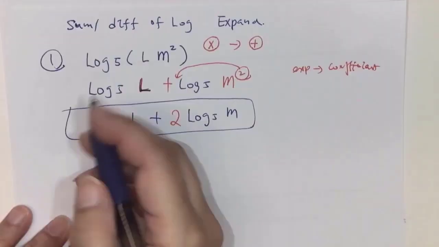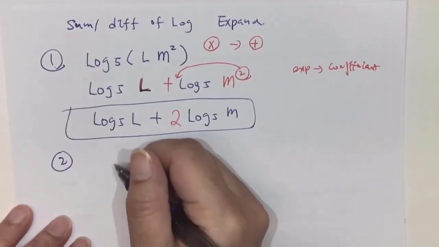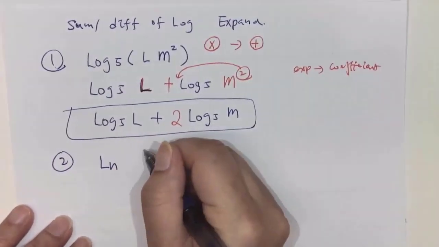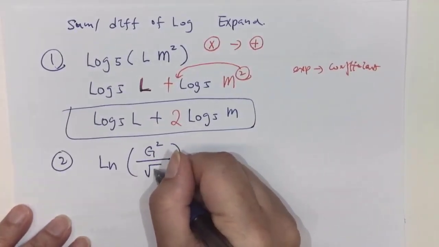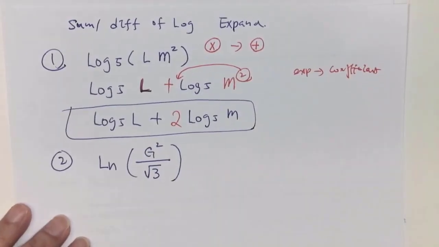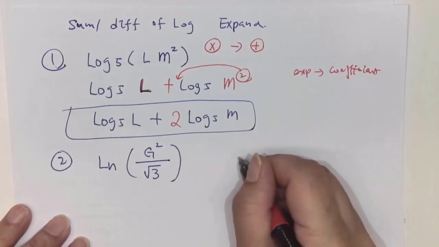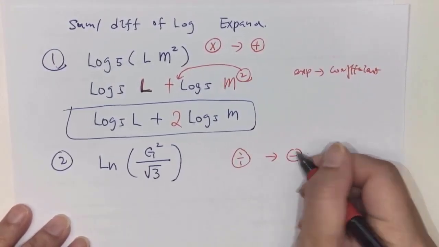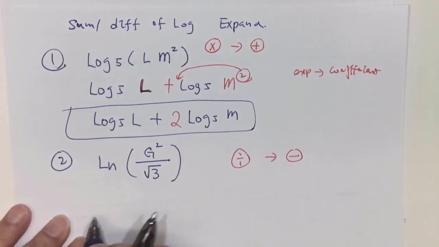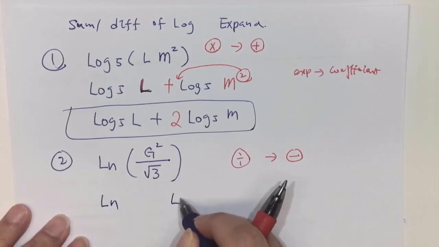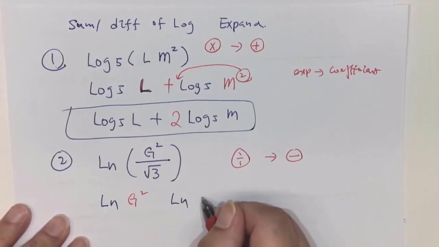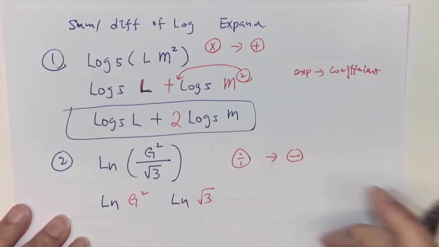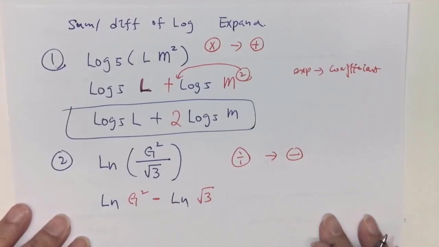Are we okay? We can do another one. We have ln of g to the second power over the square root of 3. We are still expanding and we see division. Division is going to turn into subtraction. Okay, so how many terms? 2 terms. First term is ln of g squared. And then the second term would be the square root of 3, right? And division becomes subtraction like this, right?